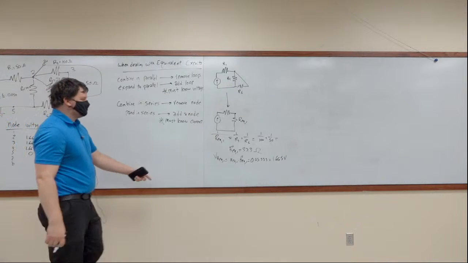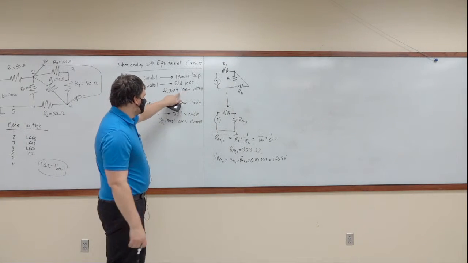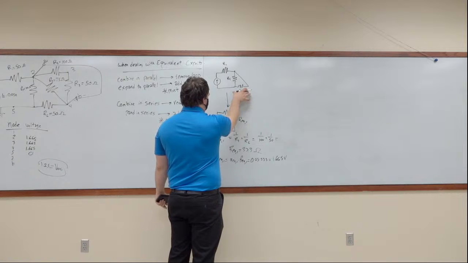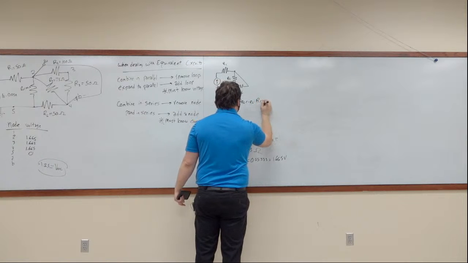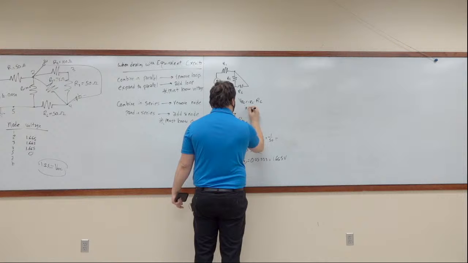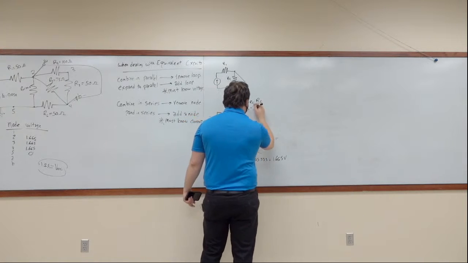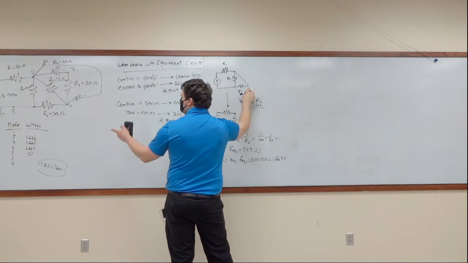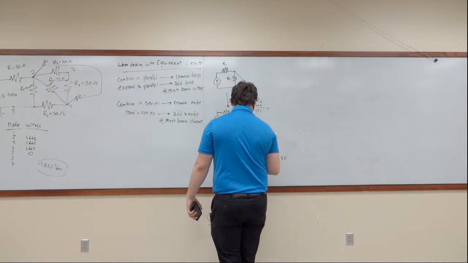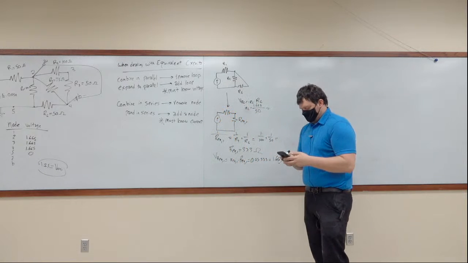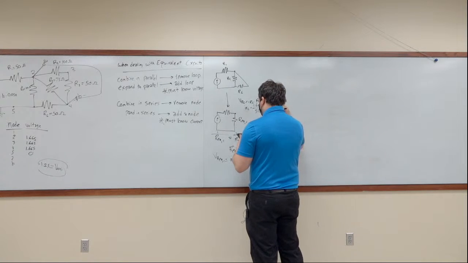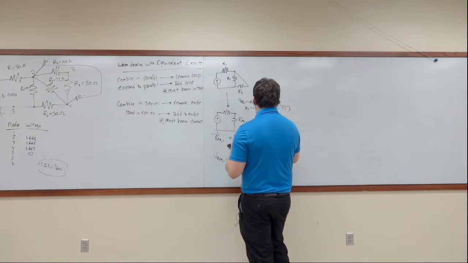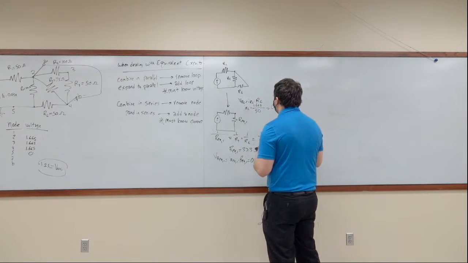Okay, so now that we know the voltage, we can expand in parallel. Again, you have to know the voltage in order to expand in parallel. Once you know that voltage, you can figure out the current. So VR6 is equal to IR6 times R6. I know VR6, I'm solving for IR6. It's equal to VR6 divided by R6, which is 1.665 divided by 50, which is equal to 0.0333, repeating, amps. Okay?